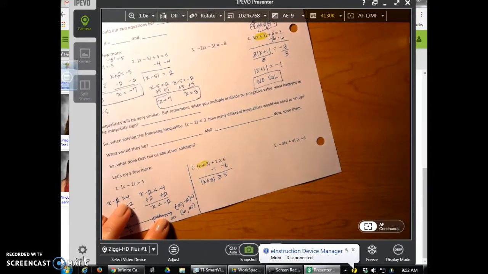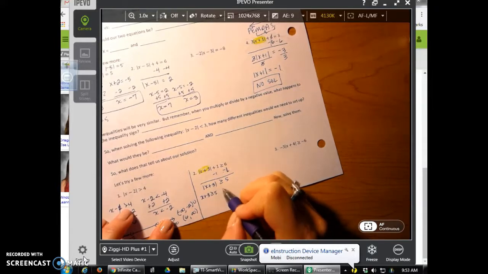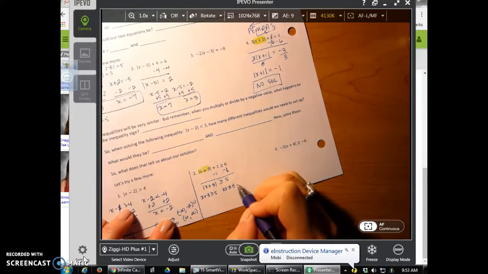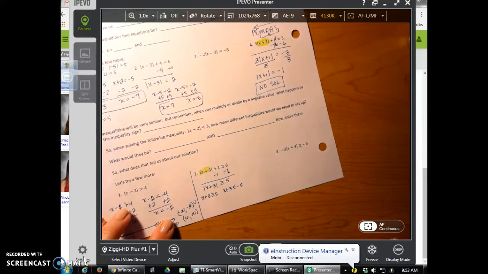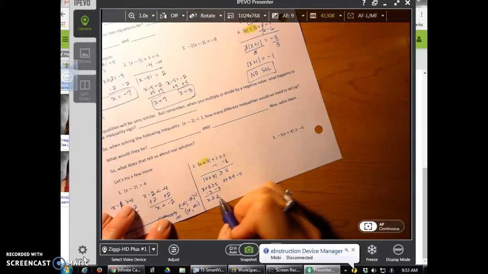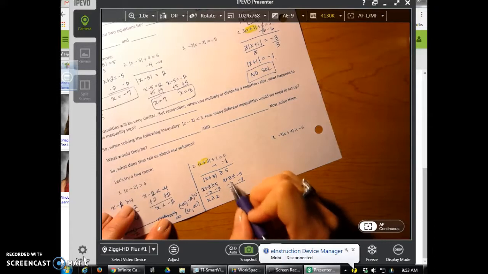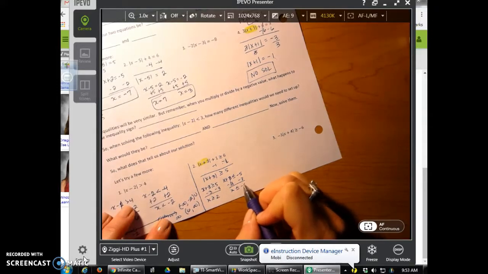And this is when I set up my two different equations. So I have x plus 3 greater than or equal to 5, x plus 3 less than or equal to a negative 5, like that. And then I subtract 3 from both sides, and I get x greater than or equal to 2, subtract 3 here, and I get x is less than or equal to a negative 8.